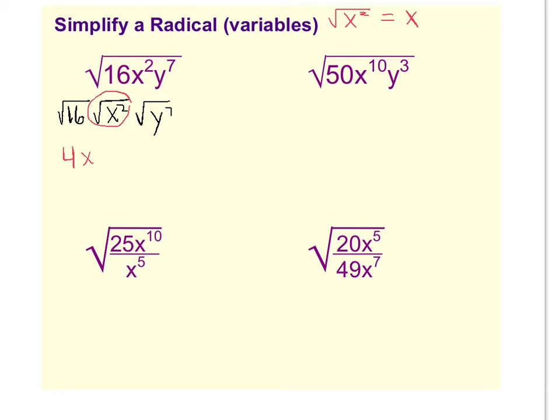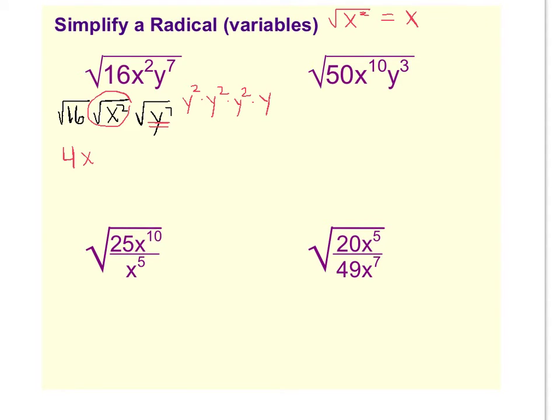Now the square root of y to the 7th, because we know that the square root of y squared would equal a y, I want to figure out how many y squareds I have in y to the 7th power. Well, y to the 7th power is 7 y's multiplied together, so I can rewrite these by grouping two of them together each time. Y squared, right now I have 4, here's 6, and then I need just one more.